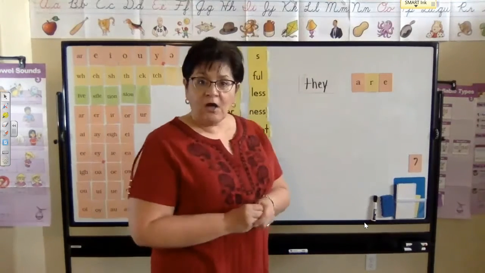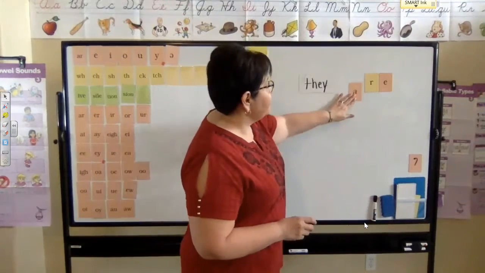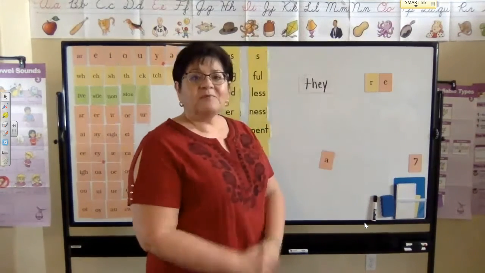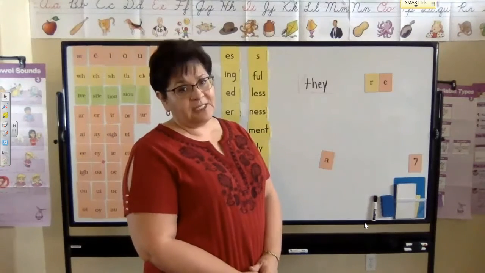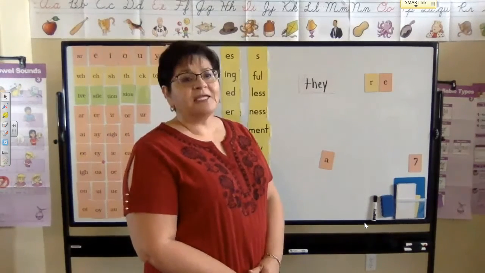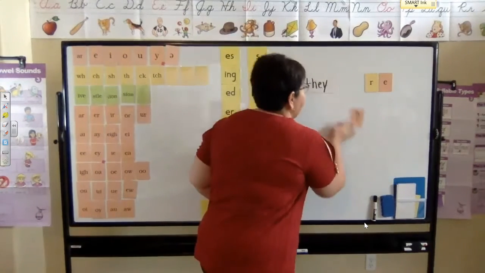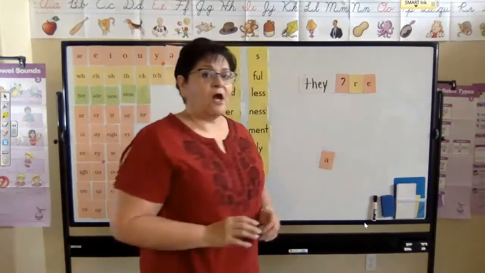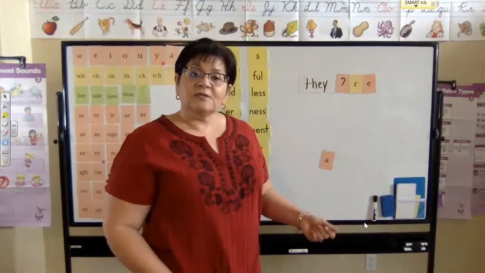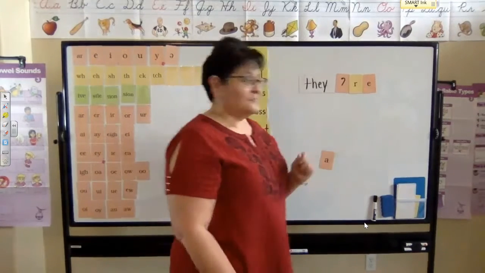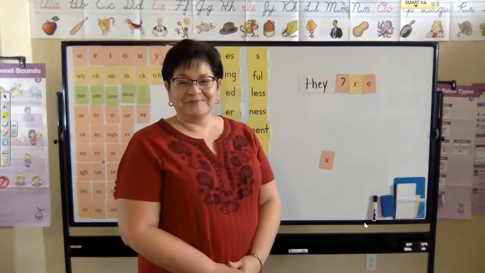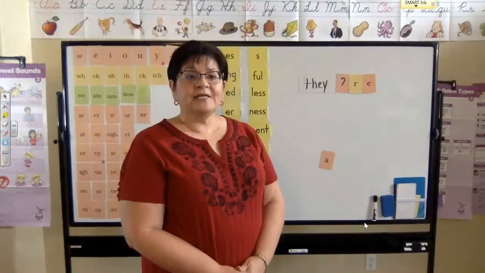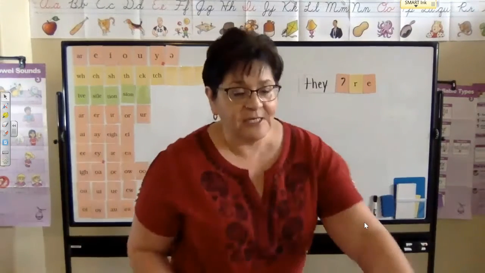So for they are, I'm going to drop or get rid of that A, but with contractions, what do I need to do? That's right, I need to replace it with my apostrophe, and then I can scoot over my R and my E. So let's read it. They're here today. So they are here today. Let's try another one.